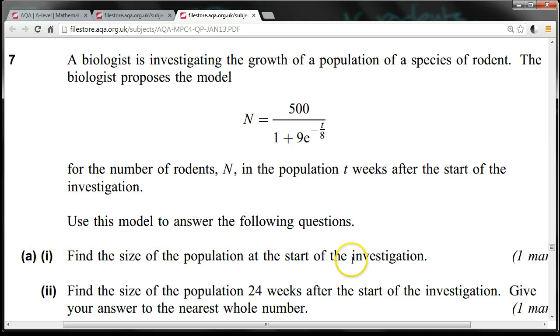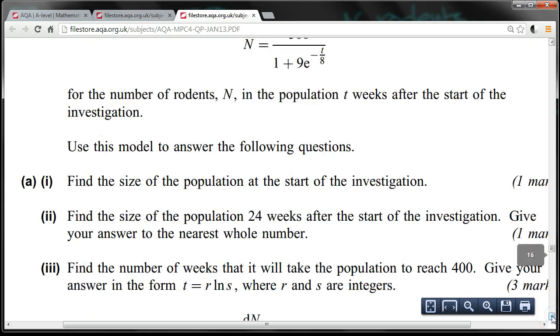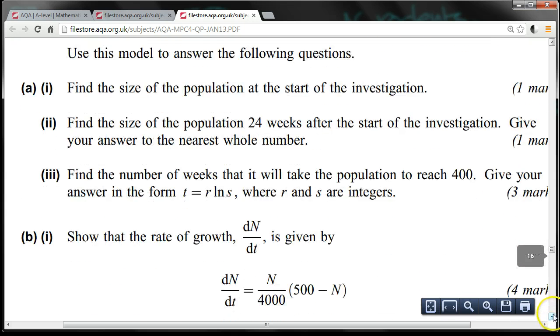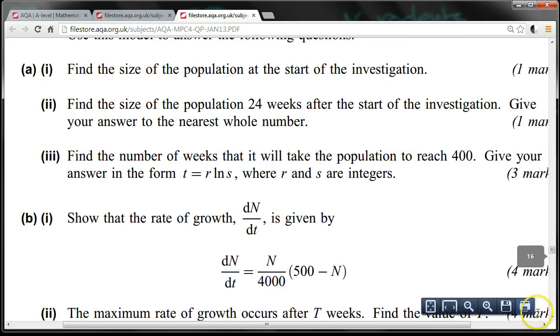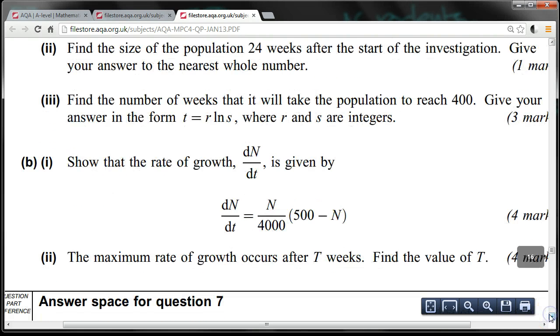Find the size of the population at the start of the investigation. Find the size of the population after T is 24 weeks, after the start, to the nearest whole number. Find the number of weeks it will take for the population to reach 400 in the form T equals R log S.